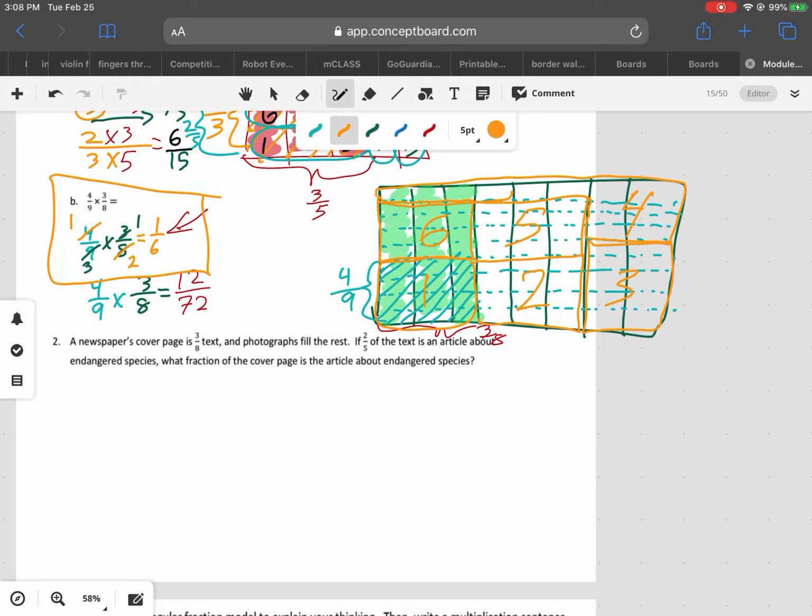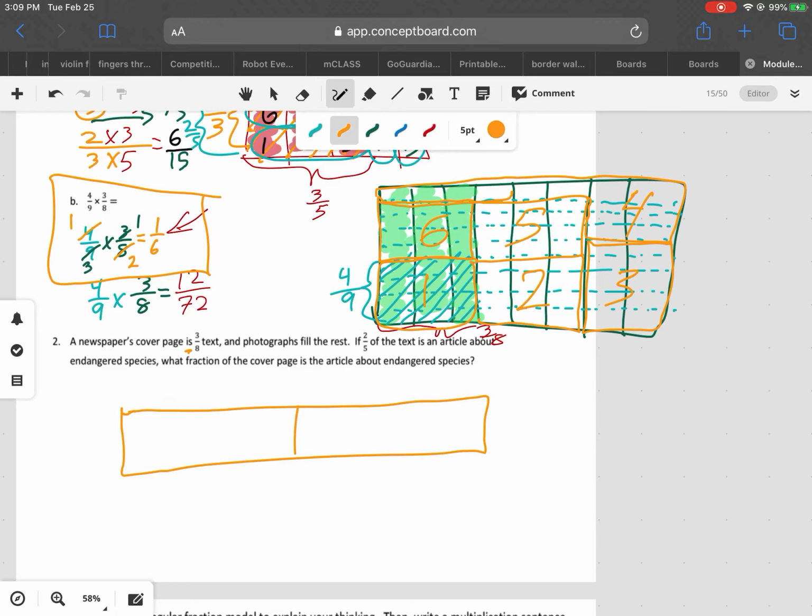Alright? Newspaper cover page is 3/8 text and photographs will fill the rest. If 2/5 of the text is an article about endangered species, what fraction of the cover page is the article about endangered species? Okay, so first it starts off the newspaper cover page, that word is, tells you that that's the one that you have to pay attention to first.